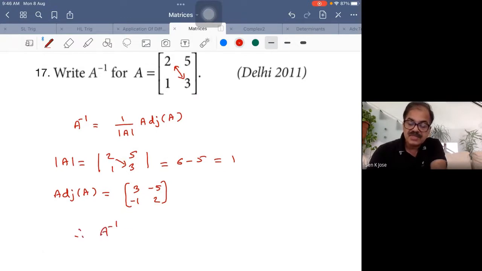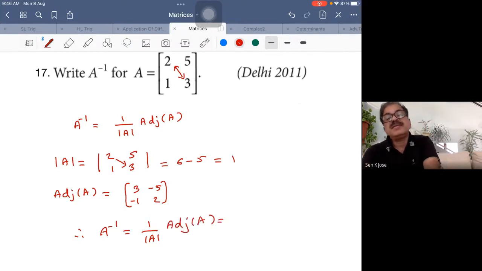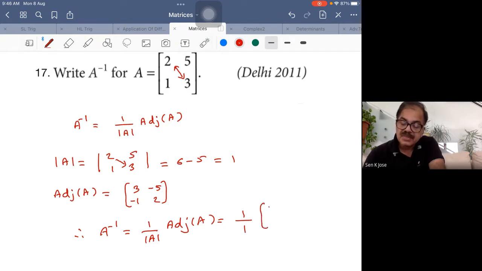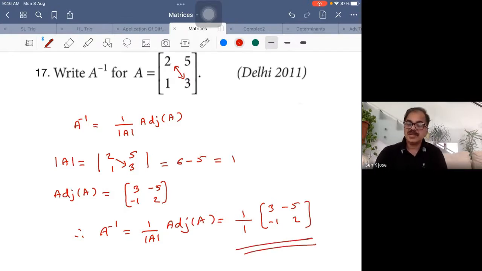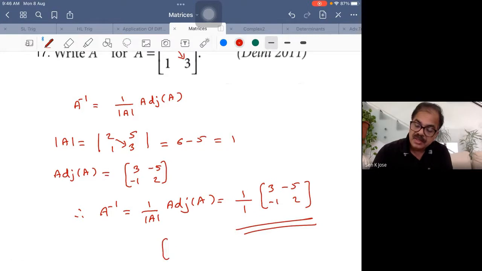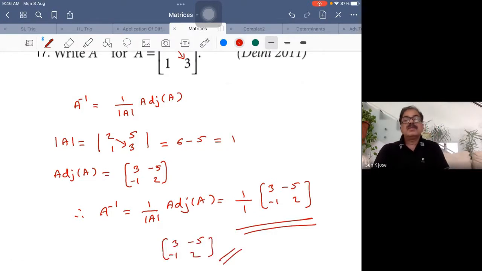Therefore, your A inverse will be 1 by determinant A into adjoint of A. So 1 by determinant A is 1 by 1. Into adjoint of A, we just found 3, -5, -1 and 2. 1 by 1, you don't have to necessarily write. You can skip and write only 3, -5, -1 and 2, which is your A inverse. Okay.